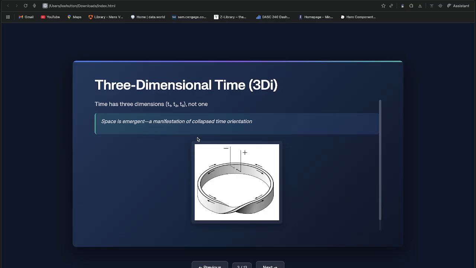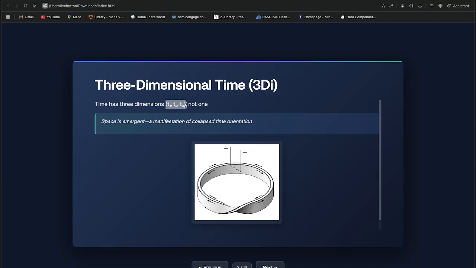Traditional physics treats time as a one-dimensional phenomenon. But I think we should treat time as a manifold with three different axes, not one. Each point would be defined by T1, T2, T3, and space wouldn't be fundamental, but rather an emergent property of time. So the x-axis, z-axis, and y-axis are all emergent properties of a three-dimensional time manifold.